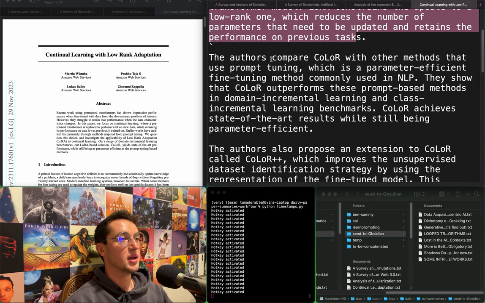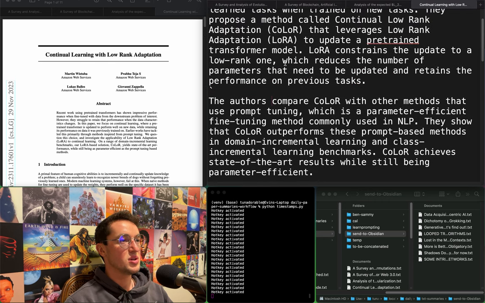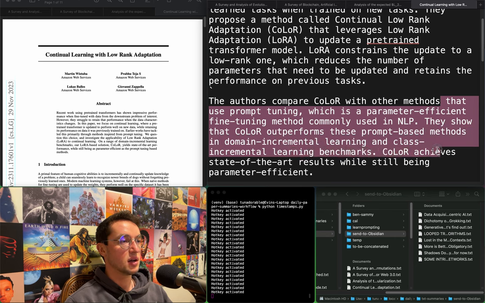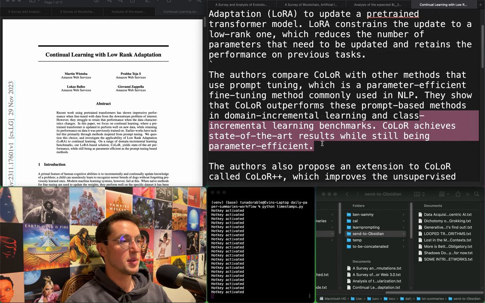Yeah, we know. So they just use a LoRA as your continual update? I'm confused. Compare CoLoR with the other methods that use prompt tuning, which is a parameter-efficient fine-tuning method commonly used in NLP. They show that CoLoR outperforms these prompt-based methods in domain incremental learning and class incremental learning benchmarks. CoLoR achieves state-of-the-art results while still being parameter-efficient.